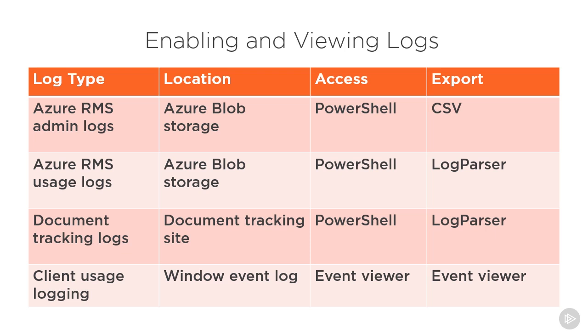The next log type that I mentioned previously was the Azure RMS usage logs. So those are the user logs. What are the users doing with this service? That is also stored in Azure Blob Storage, and it's accessed via PowerShell with the same module. Now the export for that is going to be not just one file, but multiple log files.